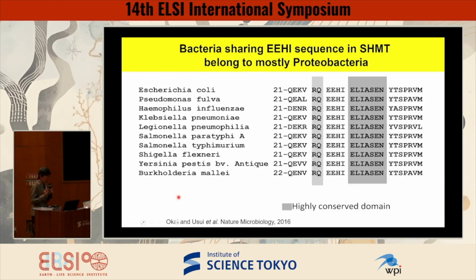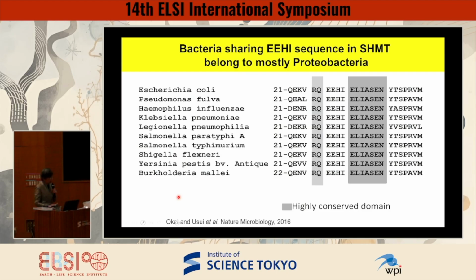Then the next question, which kind of bacteria has this EEHI sequence in the SHMT? And the database said only Proteobacteria species have this sequence, especially including many kinds of pathogens: influenzae, Klebsiella, Legionella, typhi, and paratyphi, Shigella. And then these IgA antibodies are selected in vivo, and that IgA can probably recognize all these kinds of pathogens.